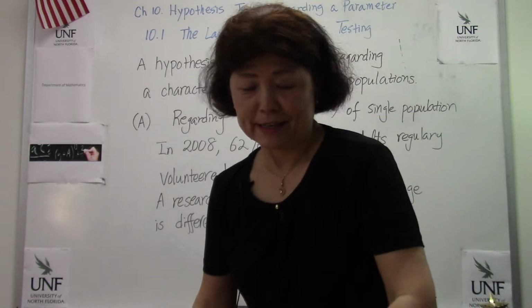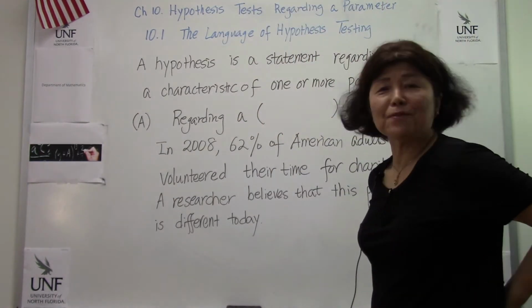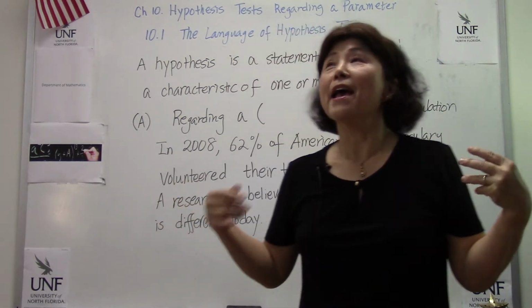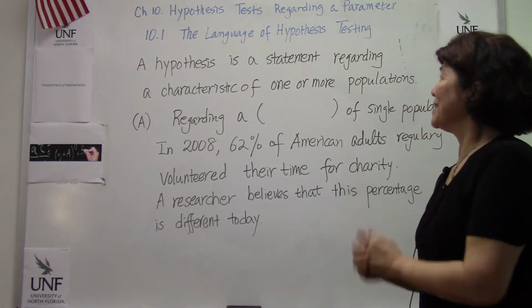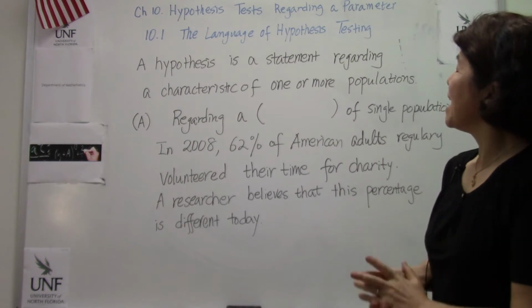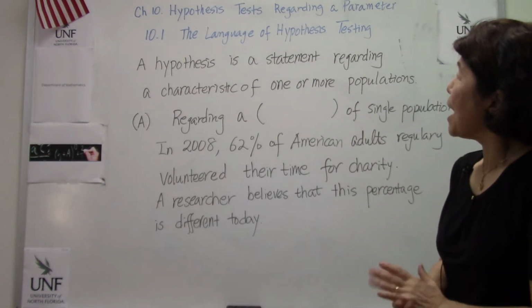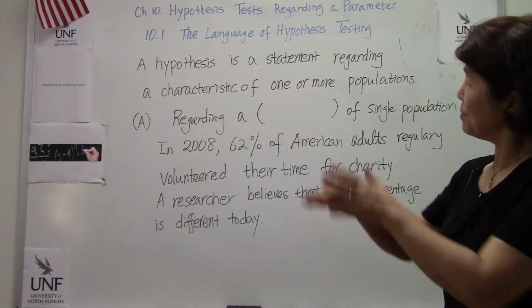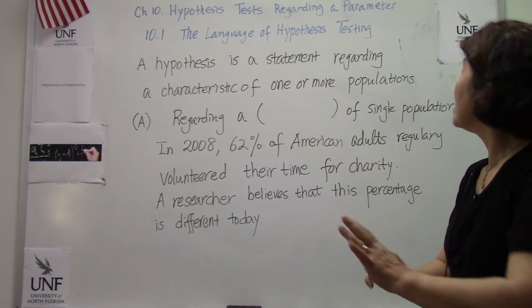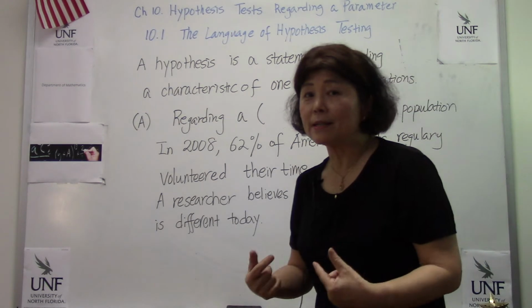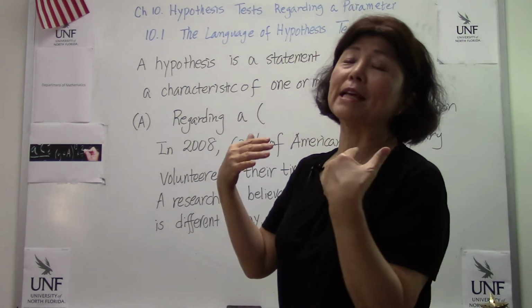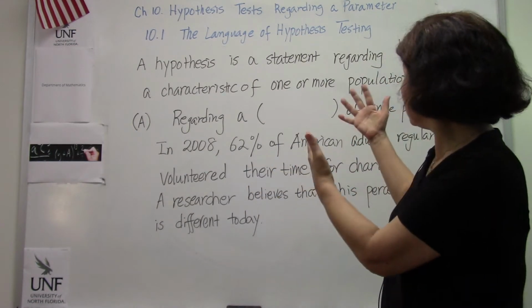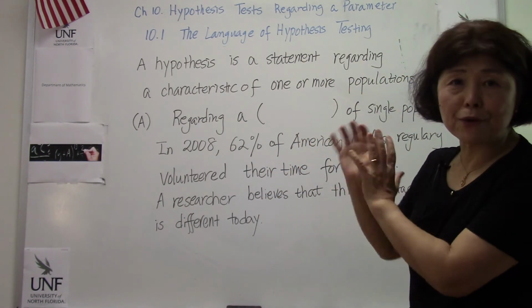Okay. It's kind of complicated and the languages are a little different. But we are going to do it. So chapter 10. The title is Hypothesis Test Regarding a Parameter. So hypothesis, that is a new one. What is a parameter? It is a statistical value. You can say a numerical value about a characteristic of a population.